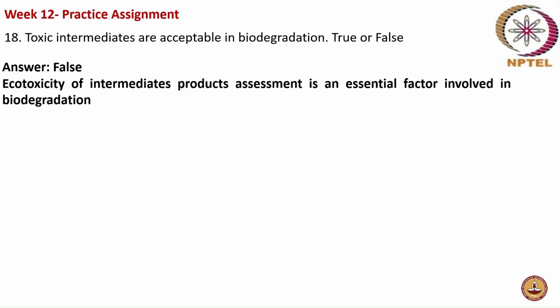Ecotoxicity assessment of intermediate products is an essential factor involved in biodegradation, because your intermediate may not get converted to your final product in fractions of seconds. Sometimes it may take a considerable amount of time. In fact, we saw it takes 40 days for biodegradation of PHB in the presence of bacteria, right? So in those 40 days there may be some intermediates formed at the midpoint, and it may take quite a bit of time to get converted into final products.